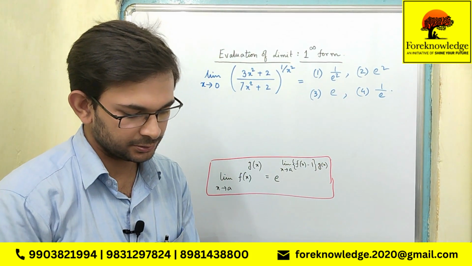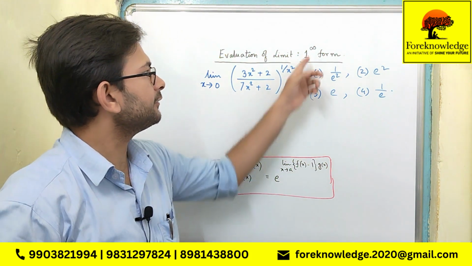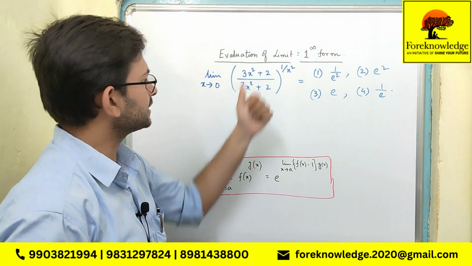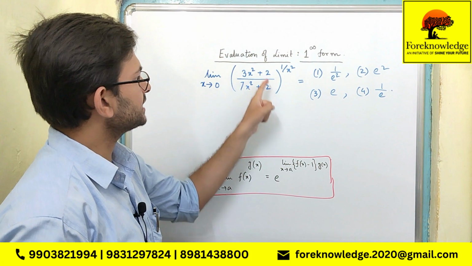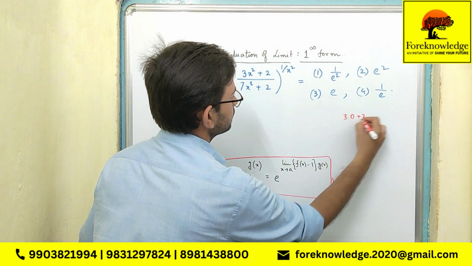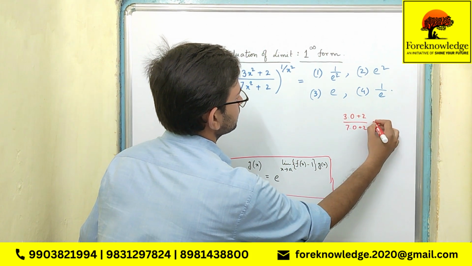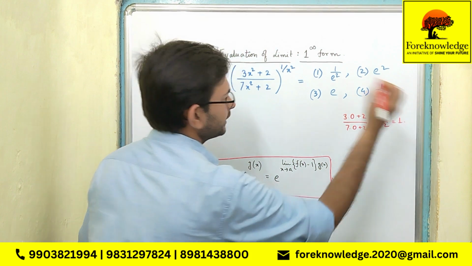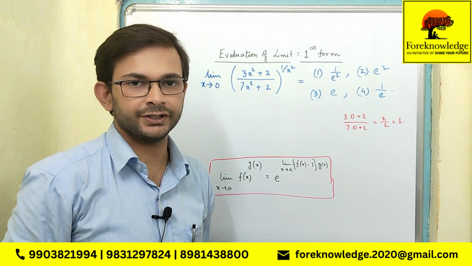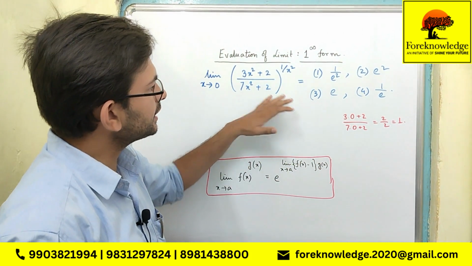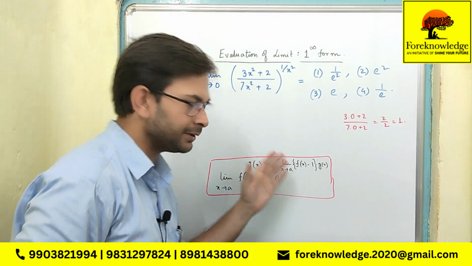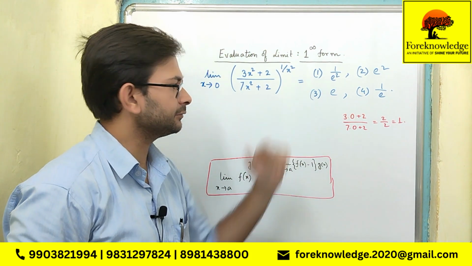Now first, is this a 1 to the power infinity form? Yes, because just put the value x equal to 0 in the base and the exponent. If we put x equal to 0 in the base, 3 into 0 plus 2 by 7 into 0 plus 2, this is nothing but 2 by 2, which is equal to 1. So the base is 1 and the exponent 1 by 0, that is infinity. So clearly this is a 1 to the power infinity form problem. So we have to apply this formula once we see this type of problem.